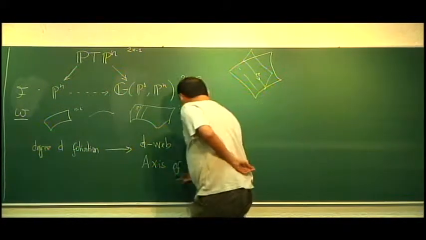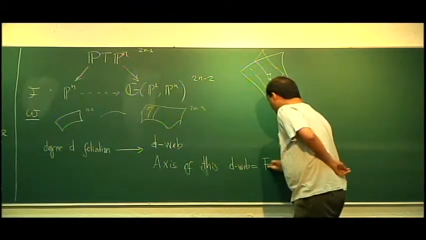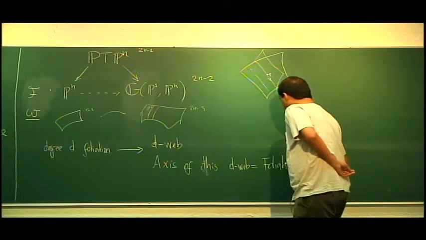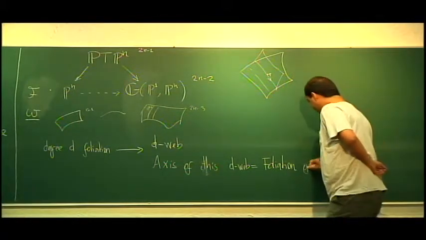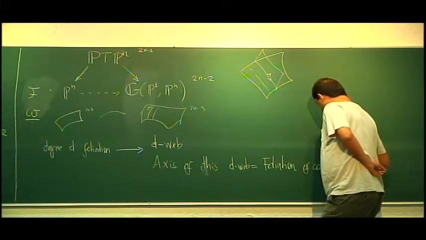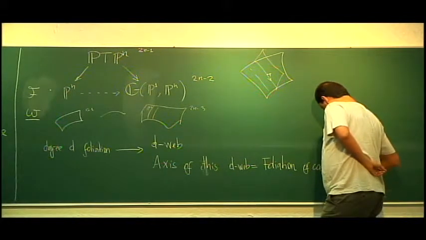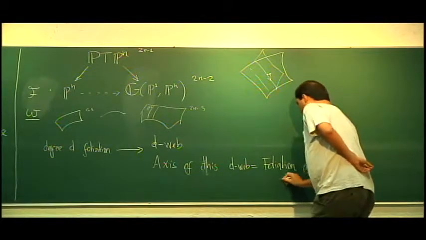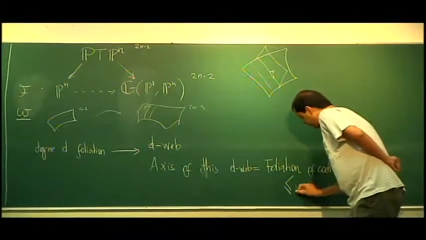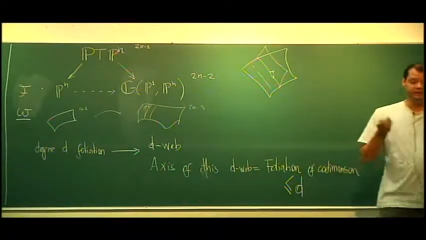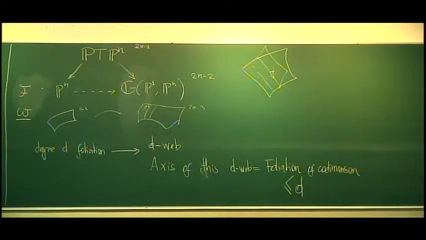Will be a foliation of codimension smaller than or equal to D. Right? I'm intersecting the hypersurface at a point. And what this foliation measures is exactly that.